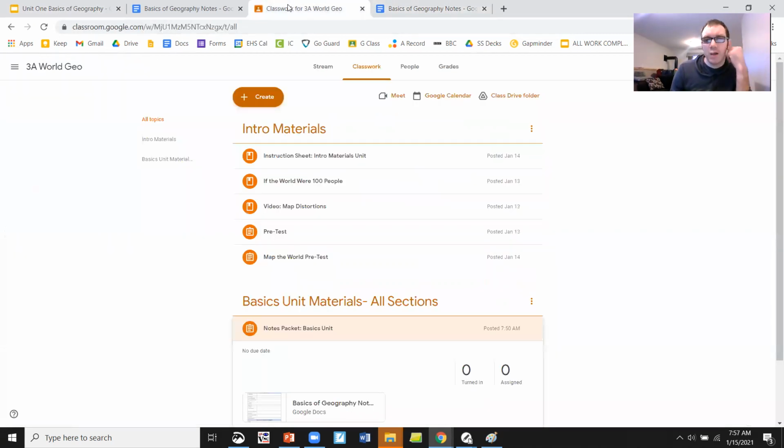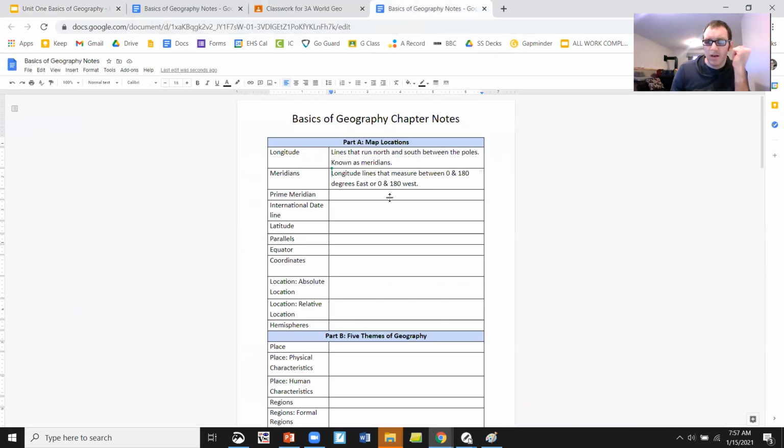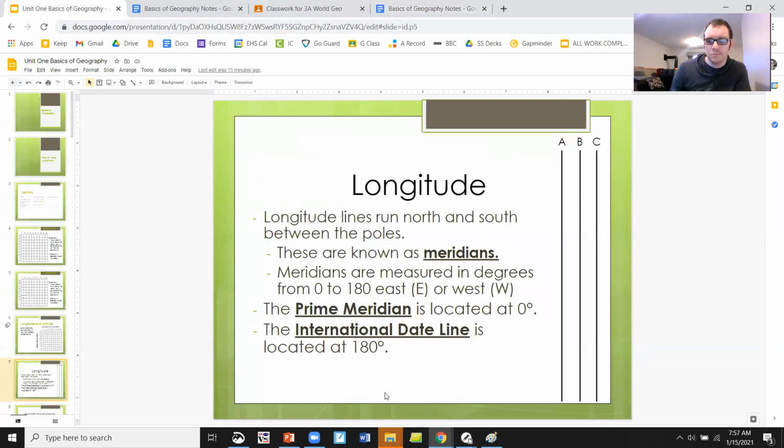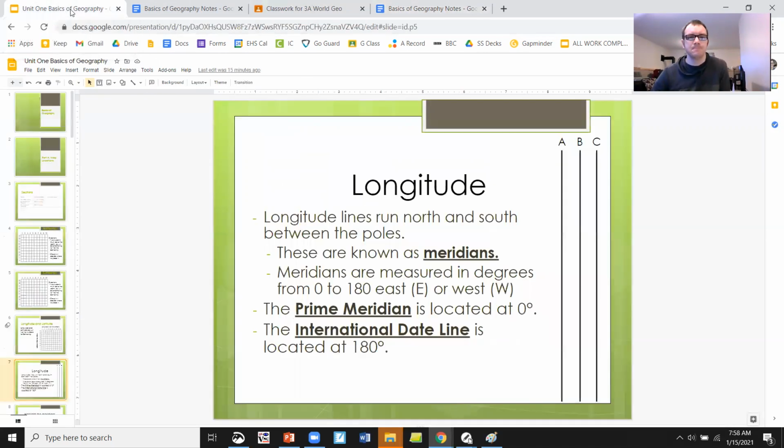Okay. The prime meridian we said was located at 0 degrees. And the international dateline is located at 180 degrees. So there are your notes for that little part. You can fill those in on your own as well. So let's go back. And feel free to stop the movie whenever you need to if you need to fill in notes, things like that.